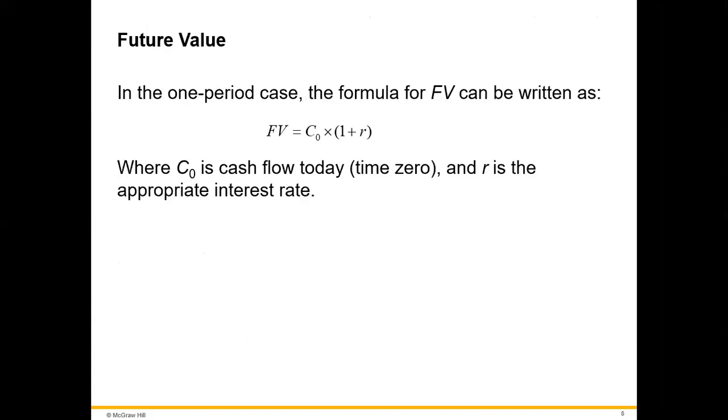So there it is. There's our formula. C0 is your cash flow today, or present value. So you could use PV there. It means the same thing. Cash flow at time zero. Your investment at time zero. Times 1 plus R, your interest rate.